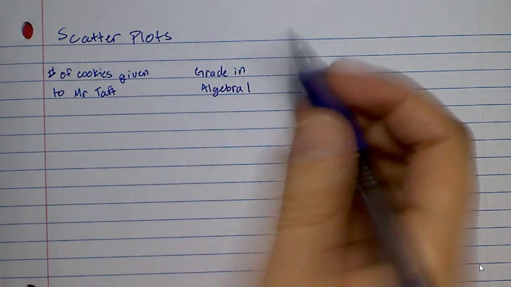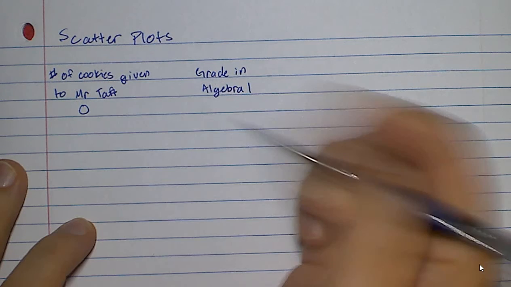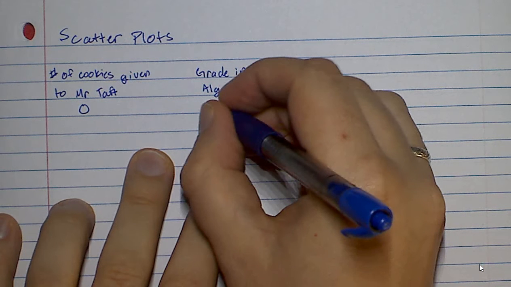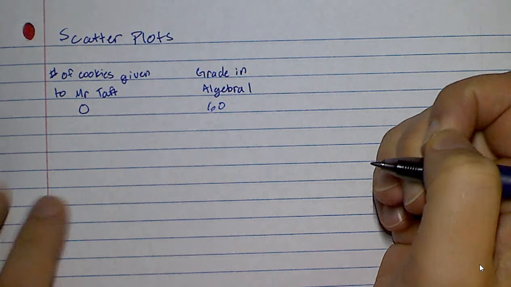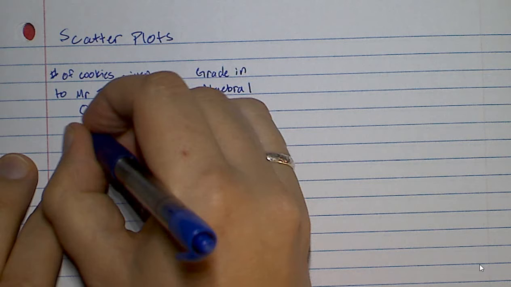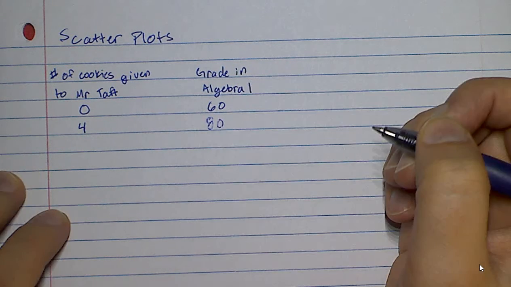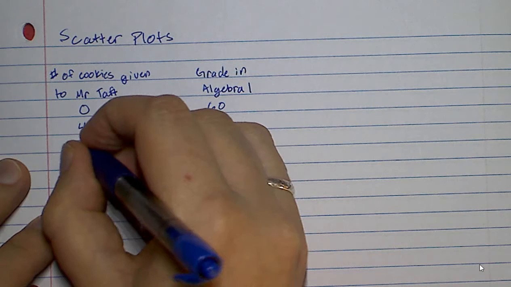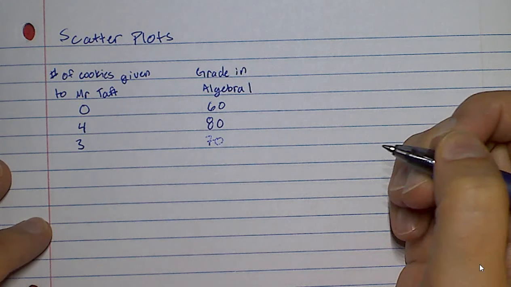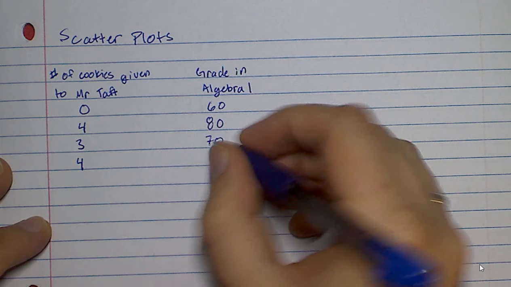So let's say we've got one student who gave Mr. Taft 0 cookies, and that student had a grade of, let's say, 60%. Another student gave Mr. Taft 4 cookies, and that student had a grade of 80%. Another student gave Mr. Taft 3 cookies. That student had a grade of 70%. Another student gave Mr. Taft 4 cookies. That student had a grade of 90%.